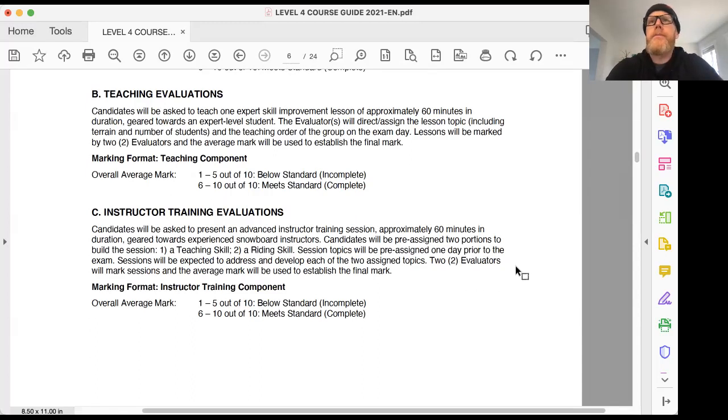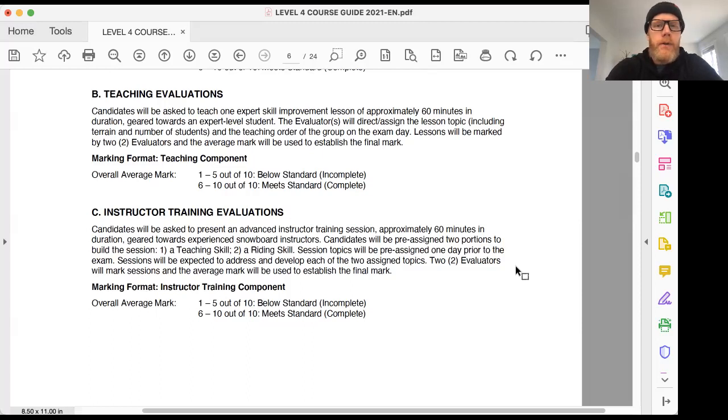That's a really important piece of information to remember: your teaching evaluation is expert level skill improvement. You can contrast that with the one below it, which is the instructor training evaluation, which is an advanced instructor training session. So it's really important to remember the context of those two evaluations. One is in the context of a lesson, where you're teaching an advanced or expert student. The other is in the context of a training session, where you're teaching instructors.